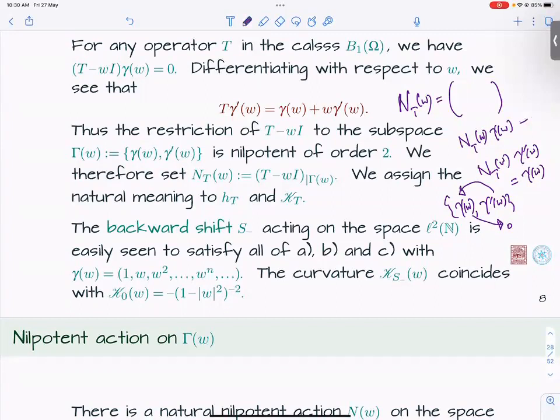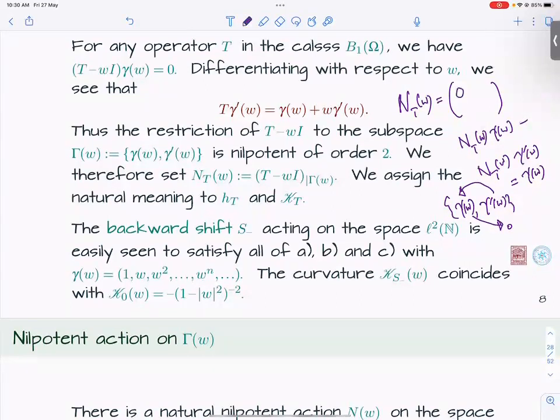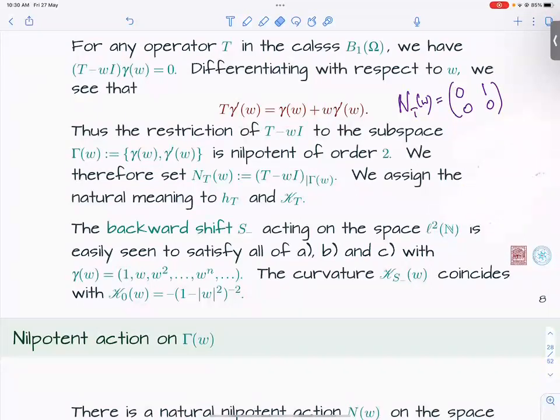So if you like, a matrix representation for this is just 0, 0, and 1, with respect to the basis gamma omega, gamma prime omega. And this is where the statement from Professor Douglas that I talked about comes in. Now, notice that there is no reason why gamma omega and gamma prime omega form an orthonormal basis. There need not be an orthonormal basis.